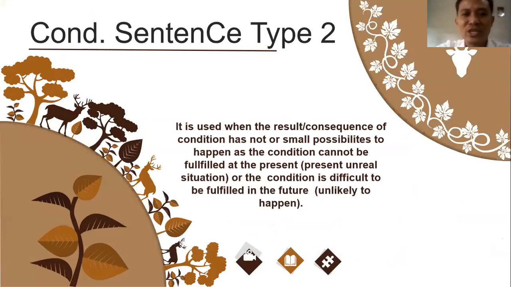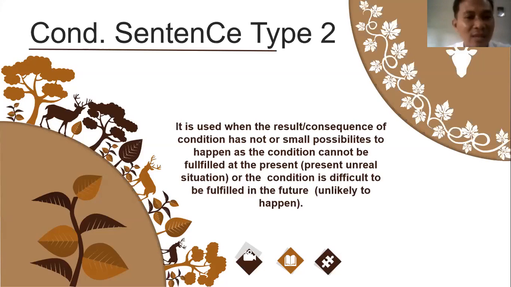How do we use conditional sentence type 2? It is used when the result or the consequence of the condition has no possibility, or it has a small possibility to happen. So I repeat once again, it has no possibility or it has a small possibility to happen. Why? As the condition cannot be fulfilled at the present.